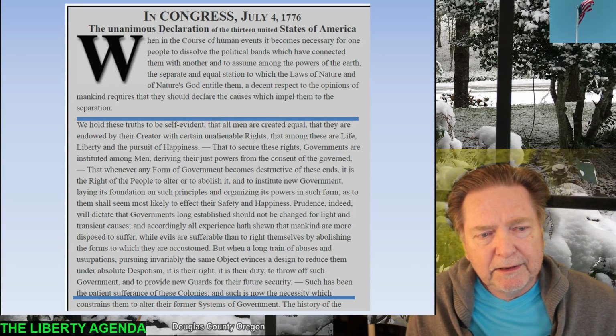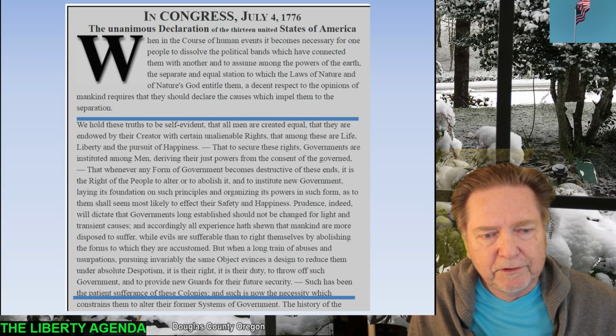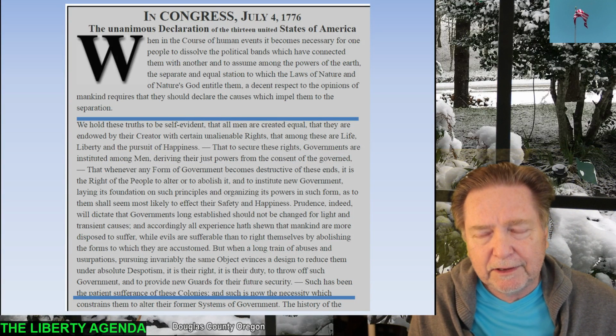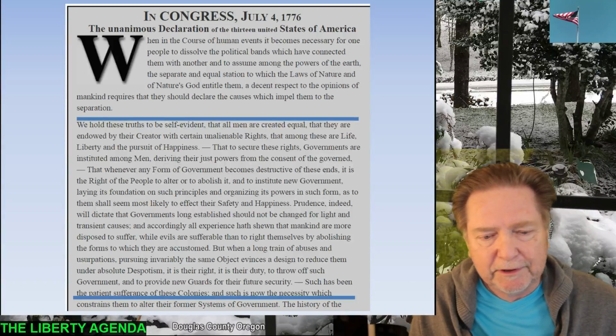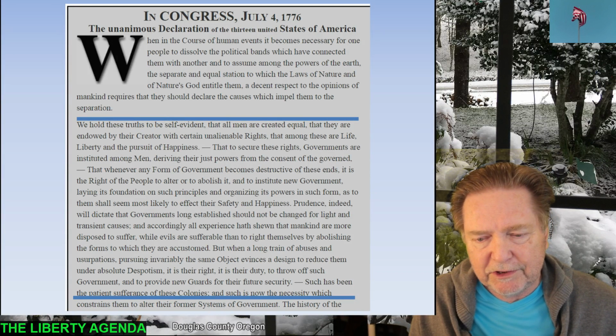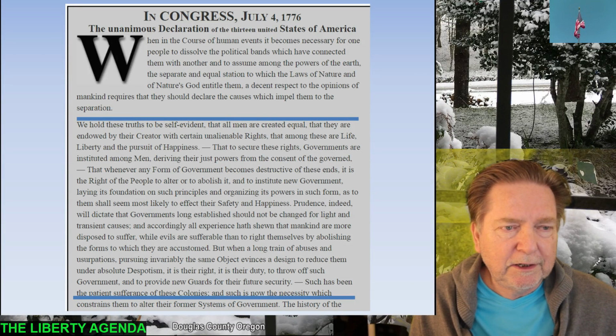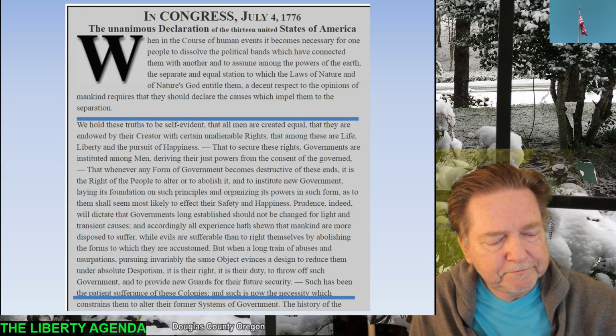And so, in the Declaration, it really does go through in quite a lot of detail exactly what the colonies had experienced over many, many decades, and why they felt that the government and the relationship between Britain and the colonies was no longer acceptable.